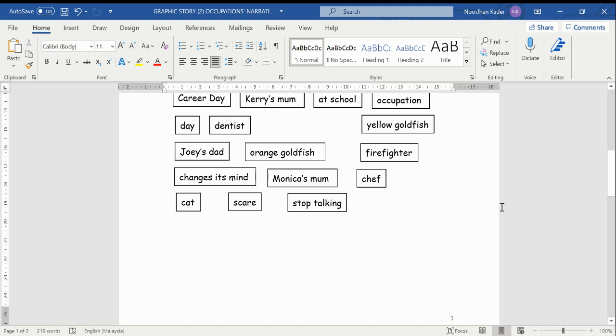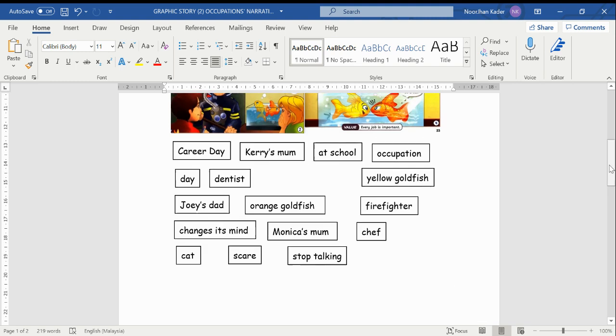Okay, I think we better finish this first. If not, you can't remember. So remember: career day, Carrie's mom, at school, occupation, day, and dentist. This one is for later. Maybe this phrase and these phrases and words will be used later. Okay, let's try.